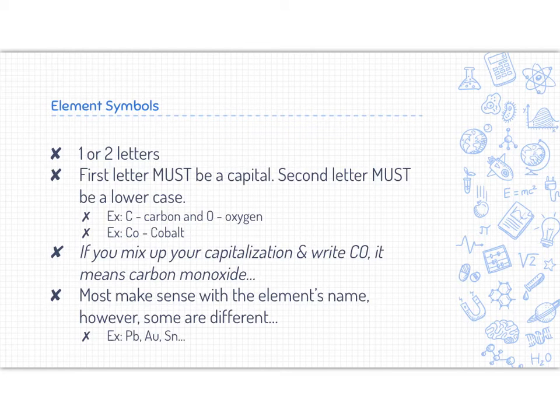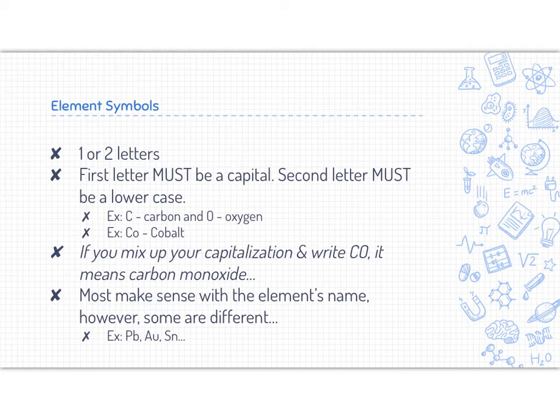Now, some elements have 2 letters. If that's the case, the first letter is still capitalized. The second one has to be a little letter. So big C, little o is cobalt. Now note that if you mix up your capitalization and maybe you wrote C and a capital O, it means carbon monoxide, meaning that there is a carbon and an oxygen coming together to make a compound, not cobalt. So be careful when you are writing this.